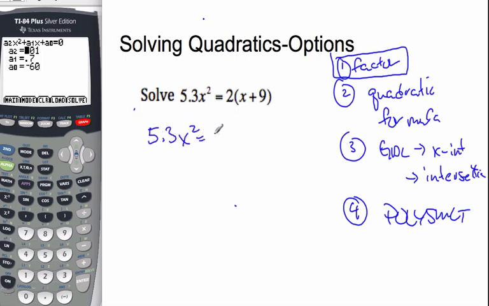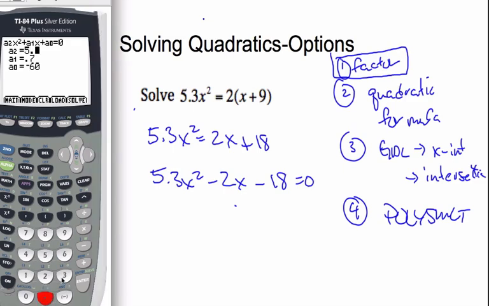So I'm going to expand this out so I get 2x plus 18. Bring things over to one side. So 5.3x squared minus 2x minus 18 equals 0. And so here are the values, my a, b, and c, that I can put in here. A is 5.3, so I go 5.3, negative 2, and negative 18. Enter first and then solve.